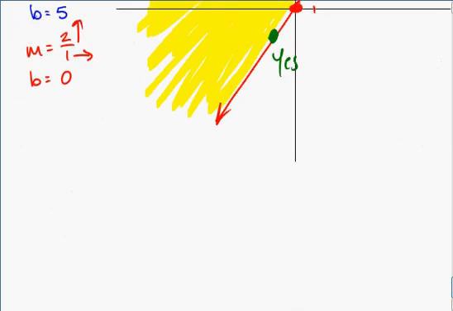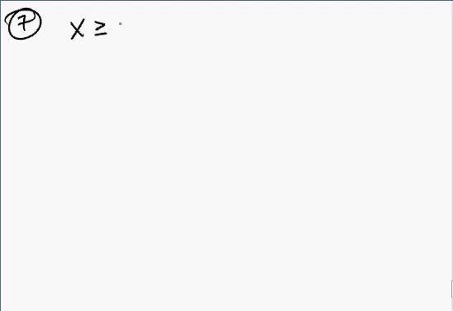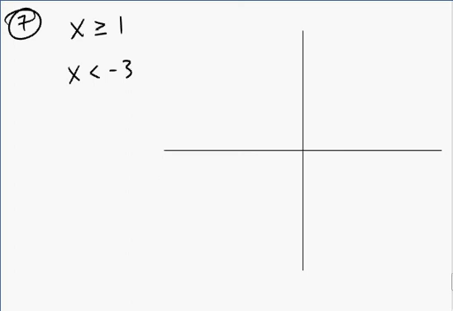Okay, number 7, you ready? So these both are missing a y, just x. X is greater than 1. What you do is you go to 1 on the x-axis and you draw a vertical line. Solid? Yeah, that's at 1. X is less than negative 3. That's a vertical line at negative 1, 2, 3.